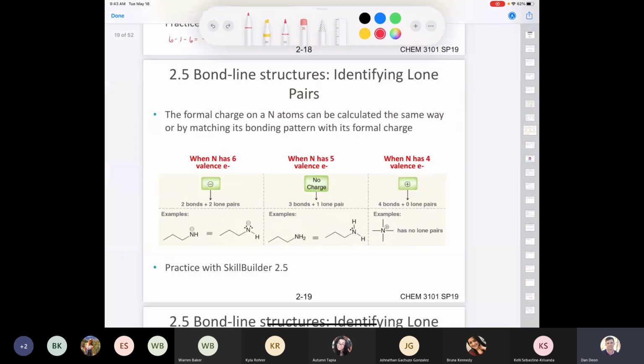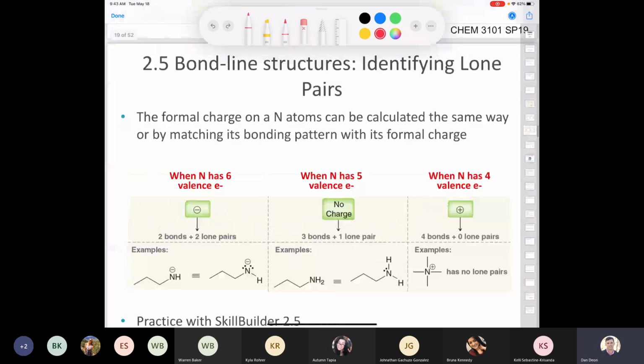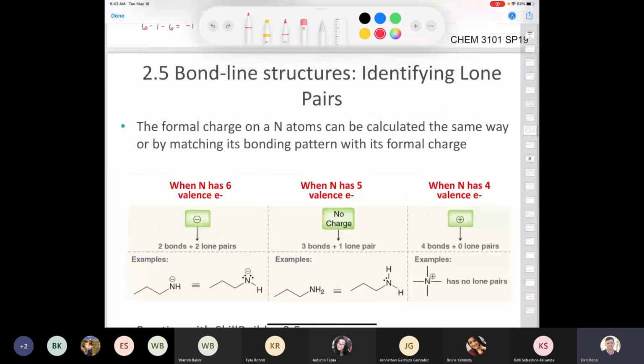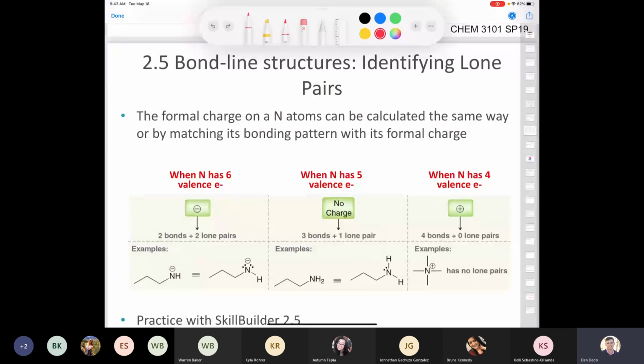And so again, you're going to get more accustomed to seeing these over and over and over, and you'll be able to identify formal charges on nitrogen. Trust me, you'll get very quick at it. All right.